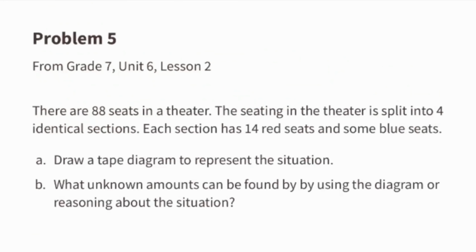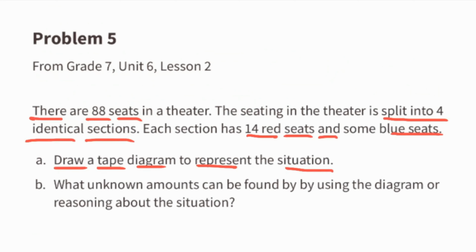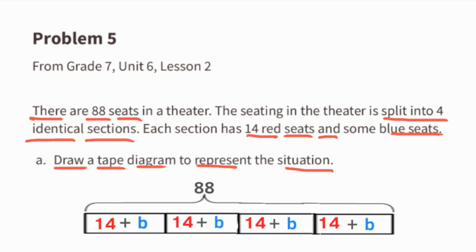Problem number 5 from 7th grade, Unit 6, Lesson 2. There are 88 seats in a theater. The seating in the theater is split into 4 identical sections. Each section has 14 red seats and some blue seats. A. Draw a tape diagram to represent the situation. This tape diagram shows that there's 88 seats in total, and it's split into 4 identical sections. Inside each section, there's 14 red seats and an unknown amount of blue seats.